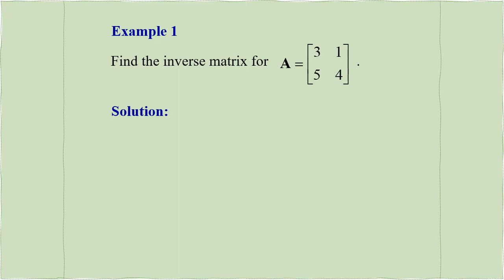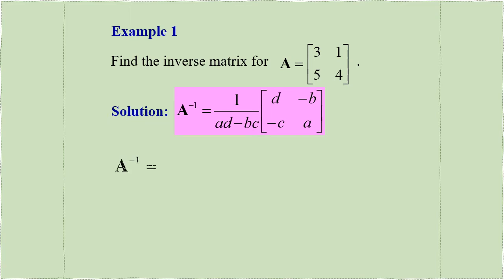So let's do an example for a 2 by 2 matrix. Find the inverse matrix for A equal to 3, 1, 5, 4. So we have directly the formula: A inverse equal to 1 over AD minus BC multiplied with the matrix D, negative B, negative C, A. So A inverse equal to 1 over AD minus BC, so 3 multiplied by 4 minus 1 multiplied by 5, and then we multiply with the adjoint, which is D, negative B, negative C, A.